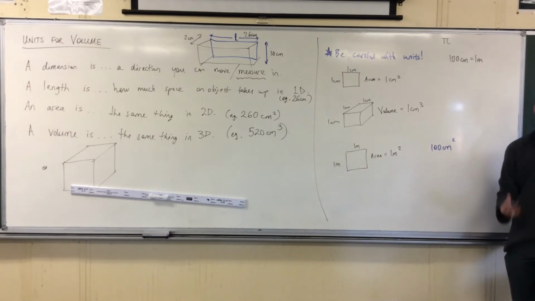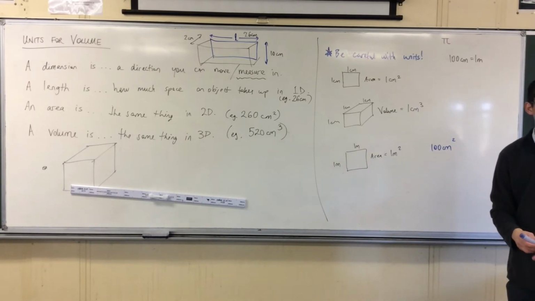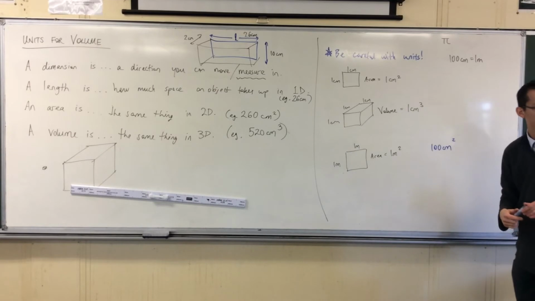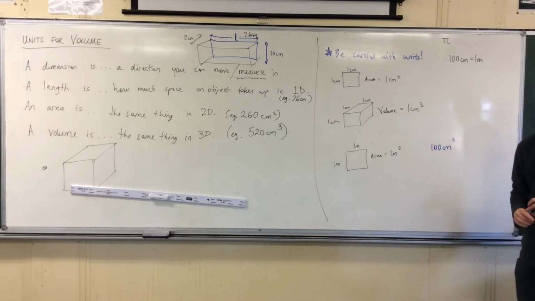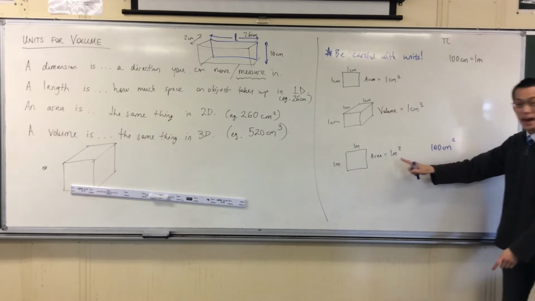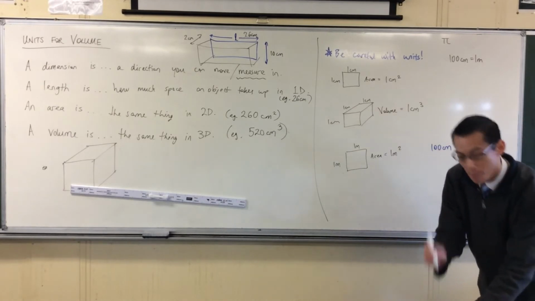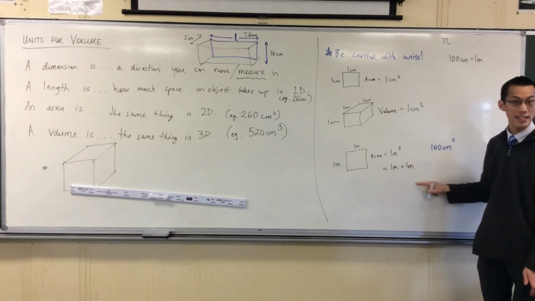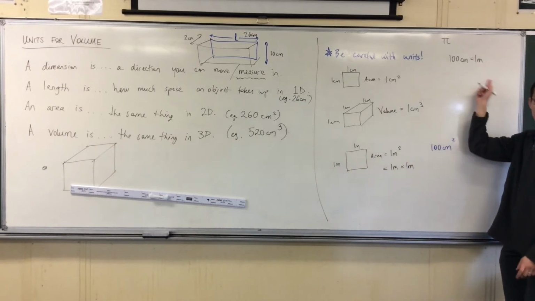But something's gone wrong. What's gone wrong? Who can try and articulate it? Yeah, Daniel. You didn't transfer the units? Yeah, very good. It's about the units, right? So let's come back to what this area is. This is really 1 meter by 1 meter, and now I can take advantage of this.